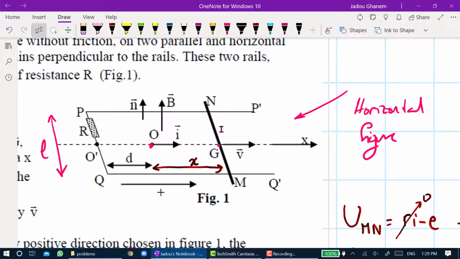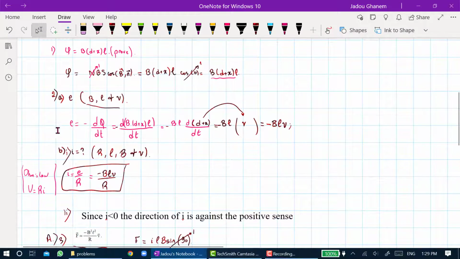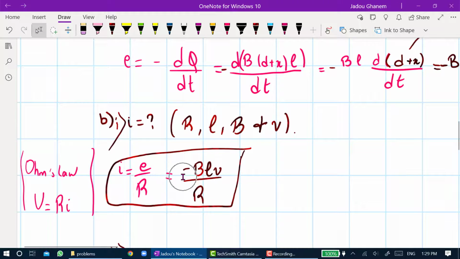B is vertically upwards, so your first finger will be upwards and your thumb will be pointing towards yourself. So the current will be moving from N to M, to your side. In this way you can prove also that the current I is against the positive direction. So we can do this in two ways: either using Lenz's law, or the other way, proving that I is negative in the expression. So I is negative here. So this proves that the current is against the provided direction.